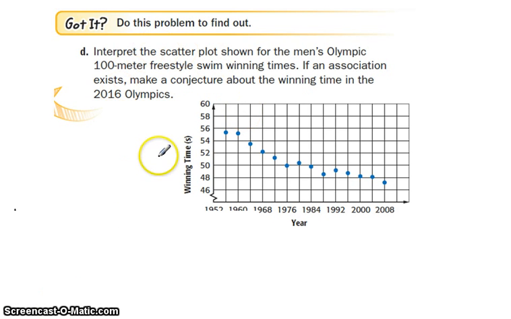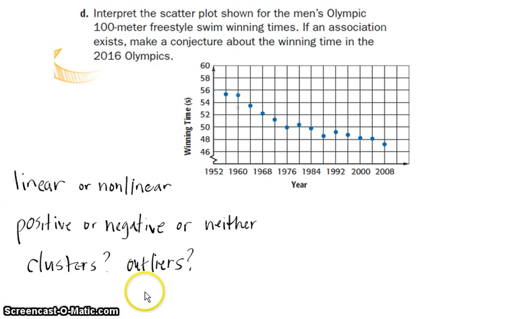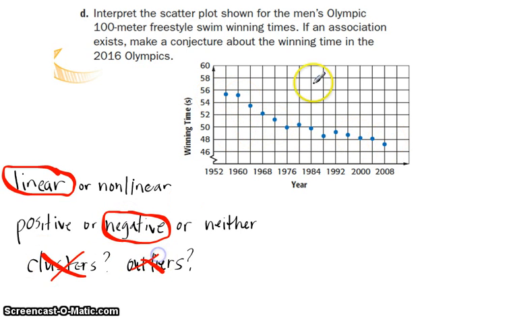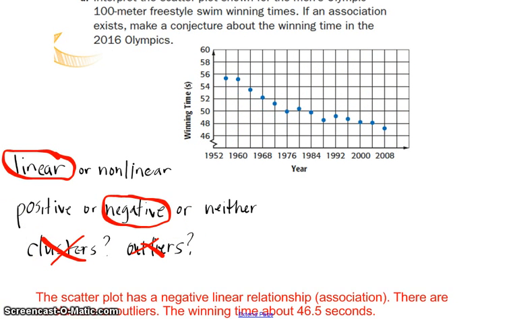The last one, they want you to do the same thing for got it problem D. So pause the video right now and try example D. Okay, let's see what we have here. If we take a look, this is definitely linear. You can see that it forms a line, and it's going downhill, so it's negative. And I don't see any clusters or outliers. There aren't any points off here or down here. So take that and you should have written an example or a paragraph.